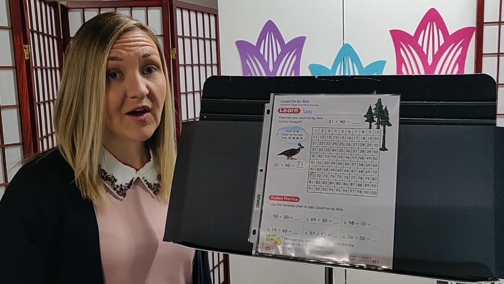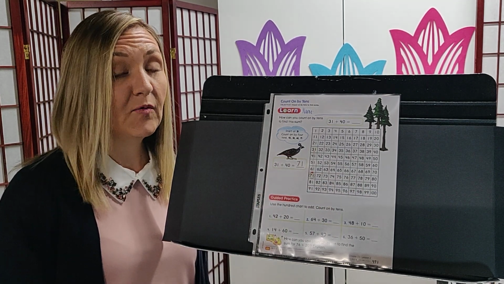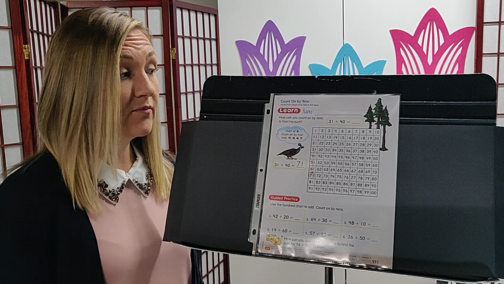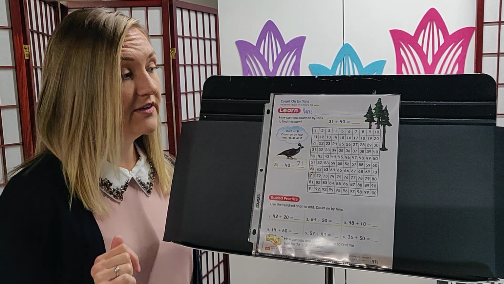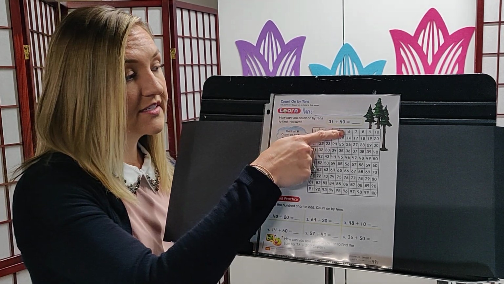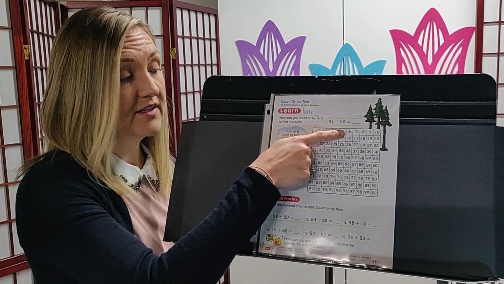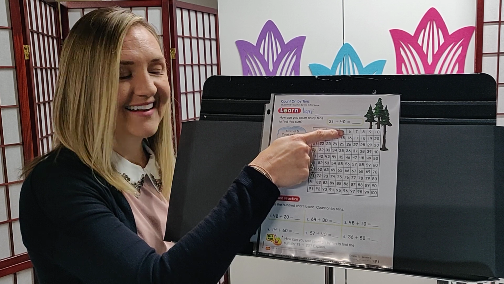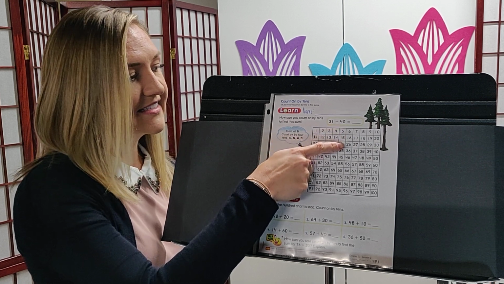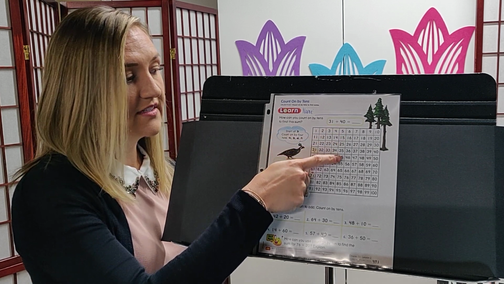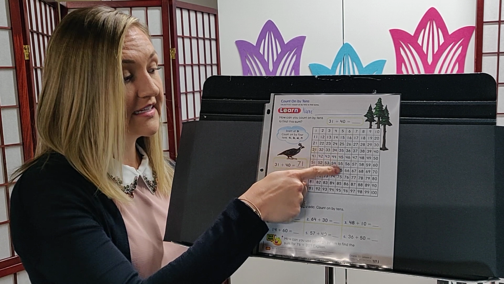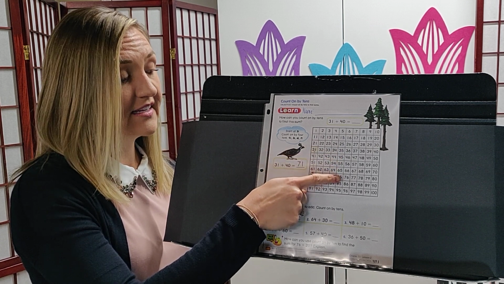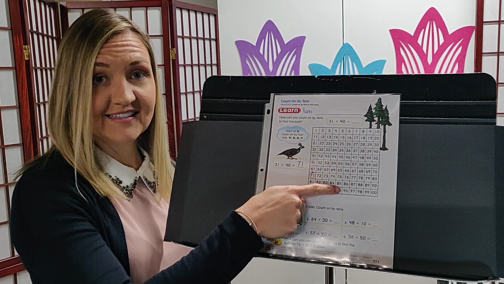But we also know that we can count by 10, but we don't have to start on a 10. For example, we could start on a 6. So if we did that, let's go ahead and start on our 6 and count by 10. So each time we move down, we're adding a group of 10. Ready? Begin. 6, 16, 26, 36, 46, 56, 66, 76, 86, 96.